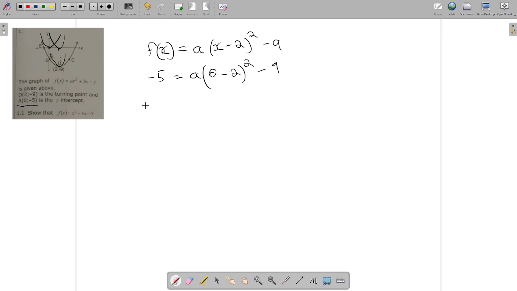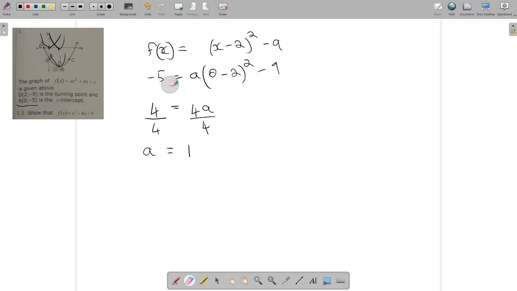Okay, so we'll add 9 to both sides, and minus 5 plus 9 is 4, is equal to minus 2 squared is 4 times a. Okay, so we divide both sides by 4 so that we can get a to be the subject of the formula, and we find out that a is equal to 1. Okay, so if a is equal to 1, then we can substitute 1 in there for a. Okay, 1 times anything is still anything, so this 1 is actually just useless.